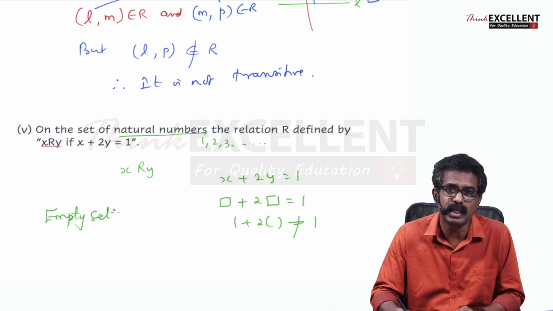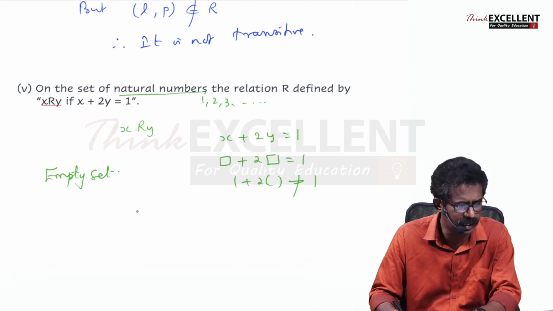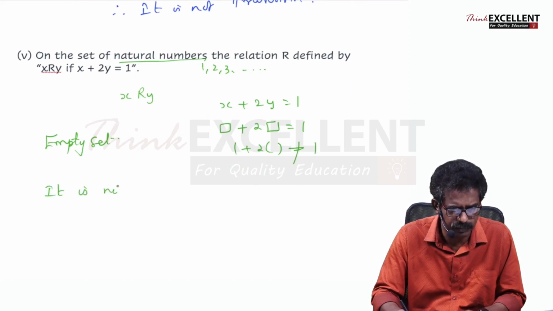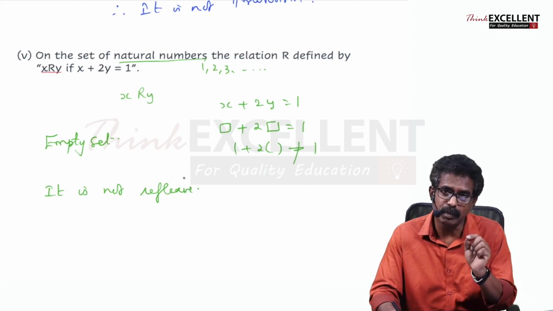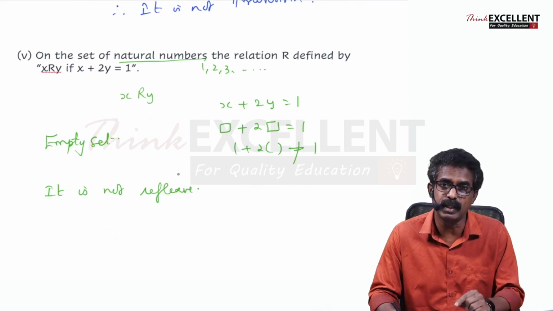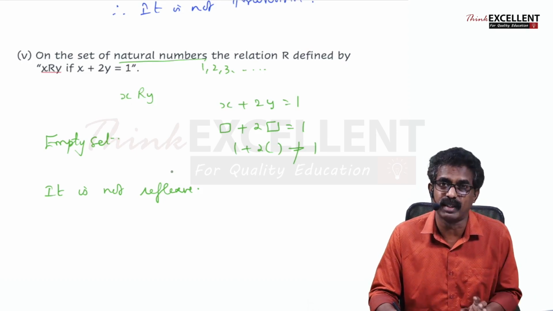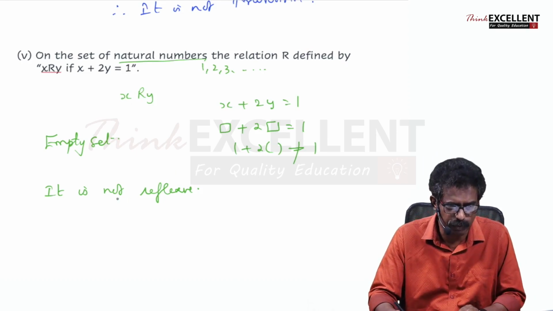So empty set means the relation is what? Empty relation only. Okay, it is an empty relation. In empty relation, you say it is not reflexive. Not reflexive means at least some element should be there. Every element must be related to itself. So the empty relation is not reflexive. Reflexive property not satisfied.